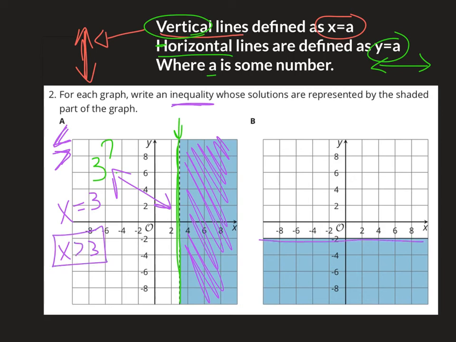What do we have over here? We have a horizontal line. So I know this is going to be y and some number. What does that number appear to be? I drew right through it, but it looks like it's a -2. And it looks like we shaded below. So when we go down, that's less. So y is less than -2. That's a solid line, so I guess we're going to include the equals. So that's going to be y is less than or equal to -2.